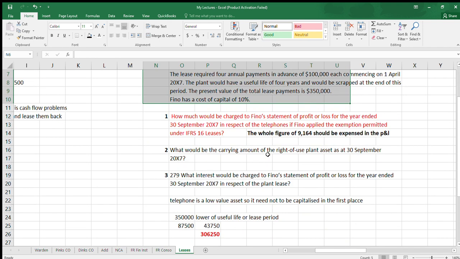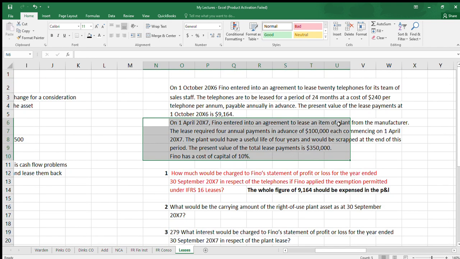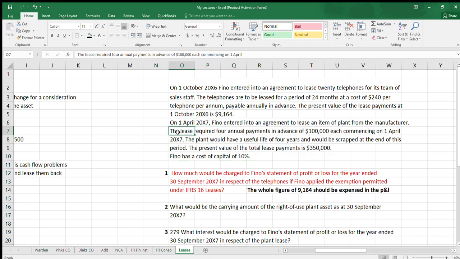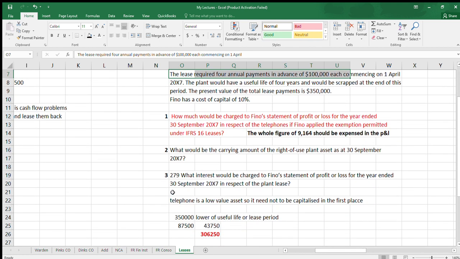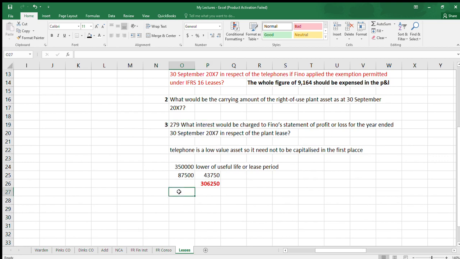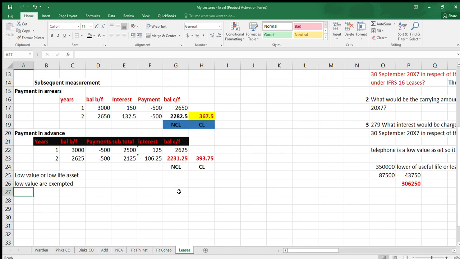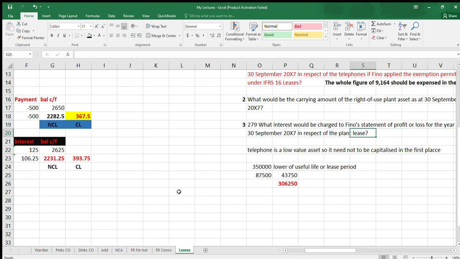So here they say that the lease required annual payment in advance. So here payment is made in advance, and we have to look for what? Our interest, and payment is made in advance. So we set up our workings over here, payment in advance. So we set our workings.